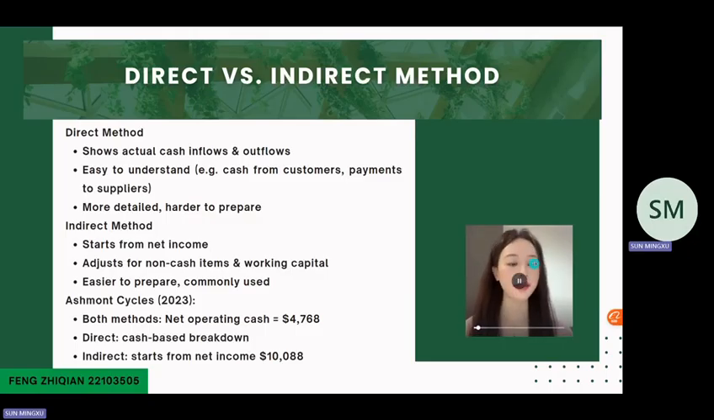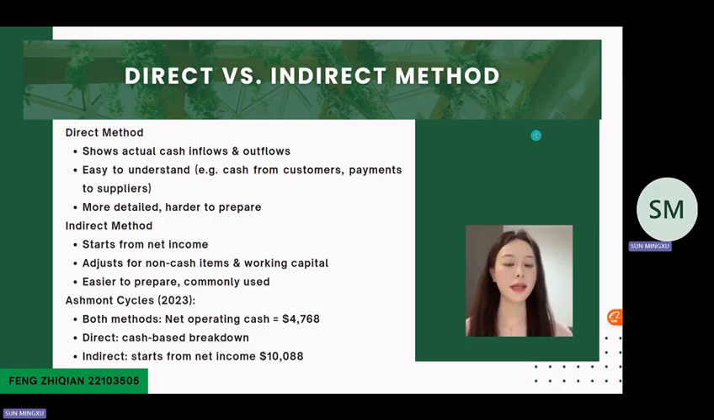Okay, now we compare the direct and indirect methods used in the cash flow statement. The direct method lists actual cash received and paid, such as money from customers and payments to suppliers. It is very straightforward and helps us understand the daily cash activities, but it's more time-consuming to prepare. The indirect method starts from net income and adjusts for non-cash items like depreciation and the change in working capital. It's easier to prepare and widely used in practice.